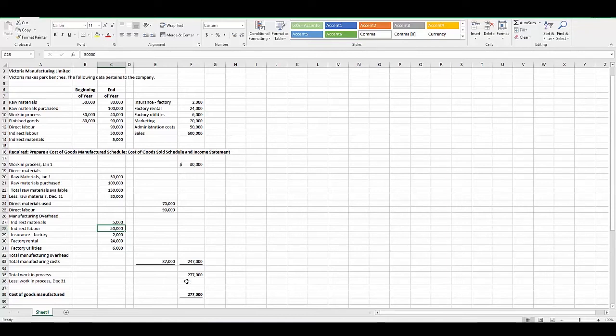The next step is, you know that you very rarely finish 100% of the items that you're working on during the year. So you're always going to have some of your products at the end of the year that will be partially complete. So here we're told that our ending work in process is $40,000. So we're going to subtract that from the $277,000. So that gives us a total of $237,000 for cost of goods manufactured.